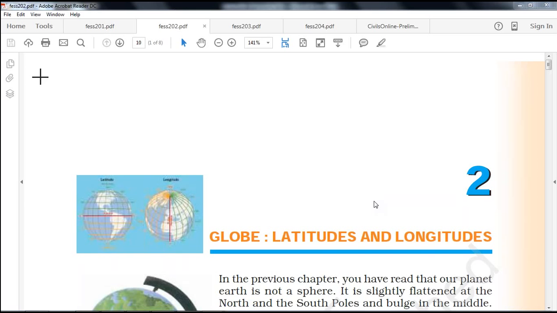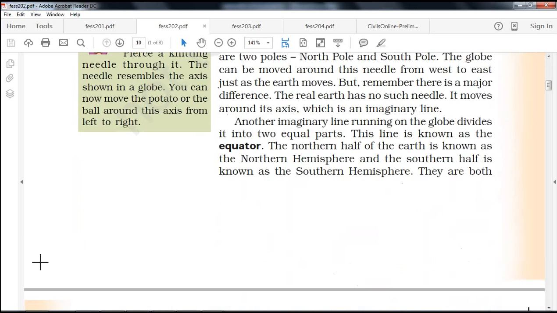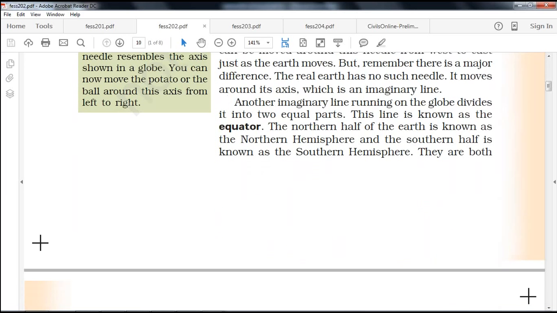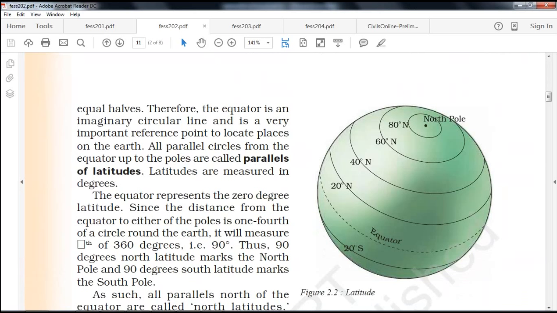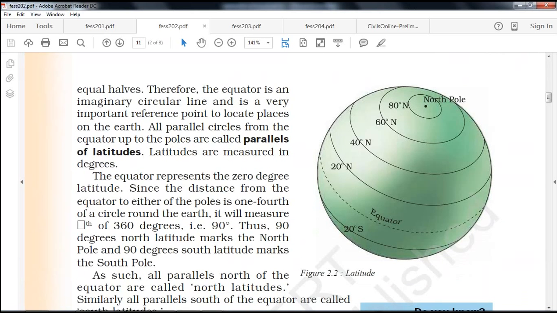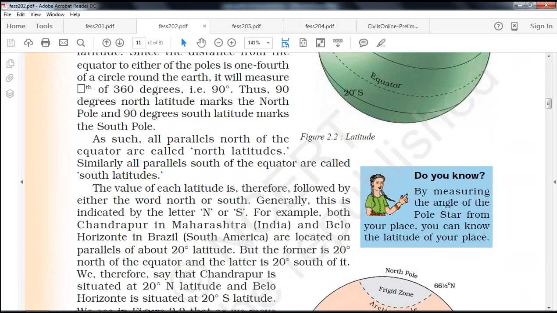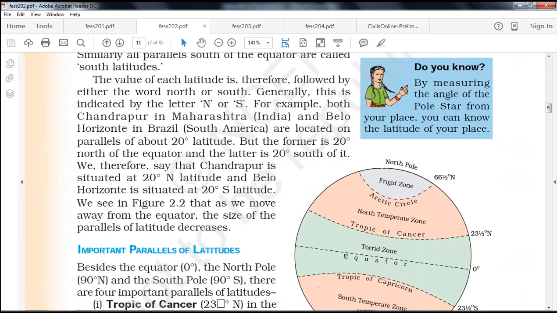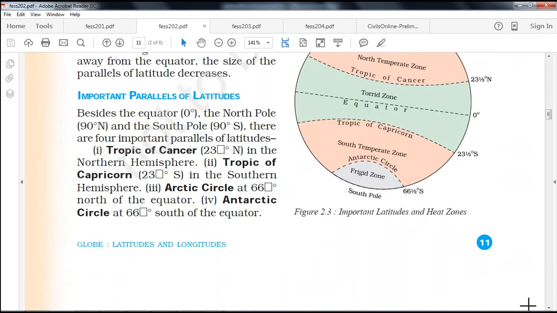In the second chapter, Globe: Latitudes and Longitudes, it's like finding the address of a particular place on the earth's surface. So we looked at what a globe looks like, and then we came to know different imaginary lines on the earth's surface, like the equator, and the parallel lines called parallels of latitude. We realized that there are any number of parallel latitudes, and that latitudes give the temperature differences of a particular place on the surface of the earth, and the important latitudes are the Tropic of Cancer and Tropic of Capricorn.